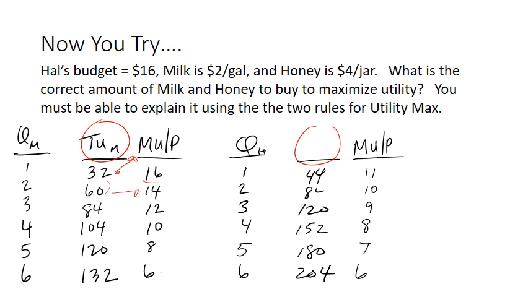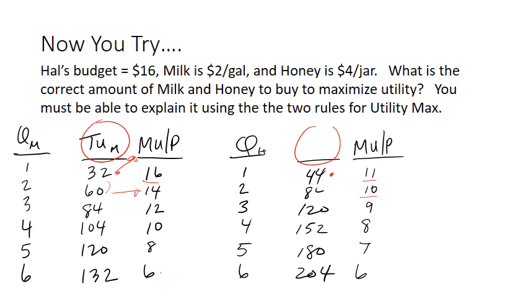So you got to do that for milk, you got to do that for honey. And I've already got all the numbers plugged in here, so you can go ahead and check them. But once again, marginal utility 44 divided by price $4 gives me an MU over P of 11. The next unit only generates 40 utils divided by $4 gives me an MU over P of 10 for the second unit. So what we need to figure out now is which of these units actually is going to give us a total utility maximization.